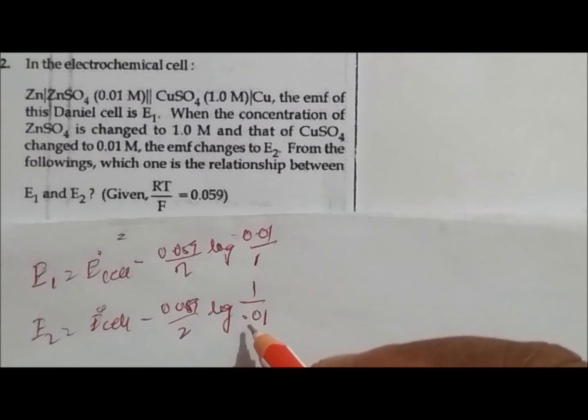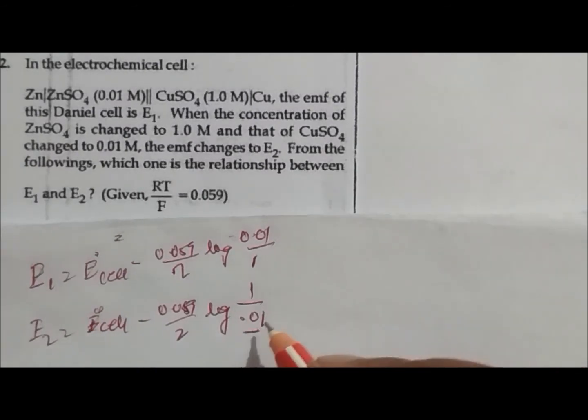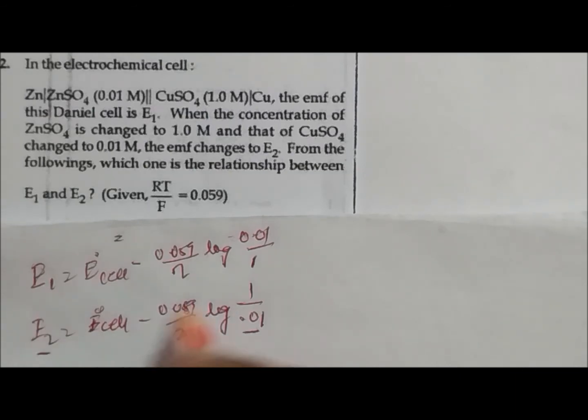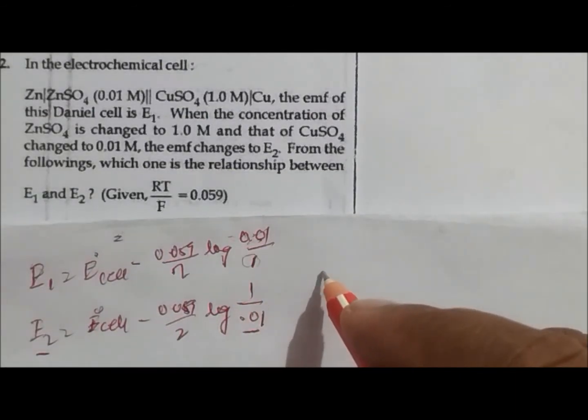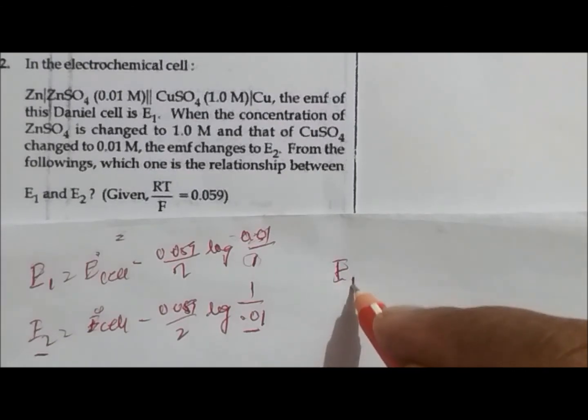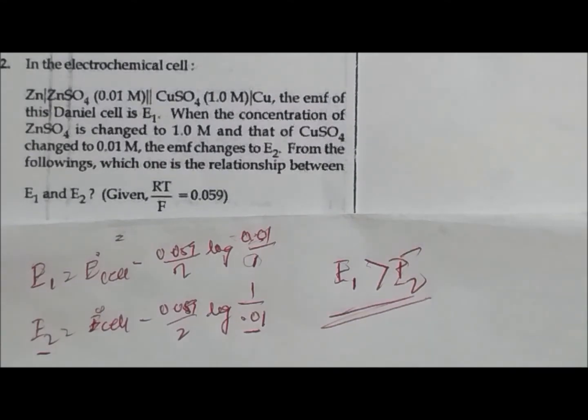So we can see clearly, this value will be greater because this is a lower value, so definitely the E2 will be greater, and here this is the smaller value, so this will be smaller. So we can say very easily that E1 cell will definitely be greater than our E2. So this is our correct answer.